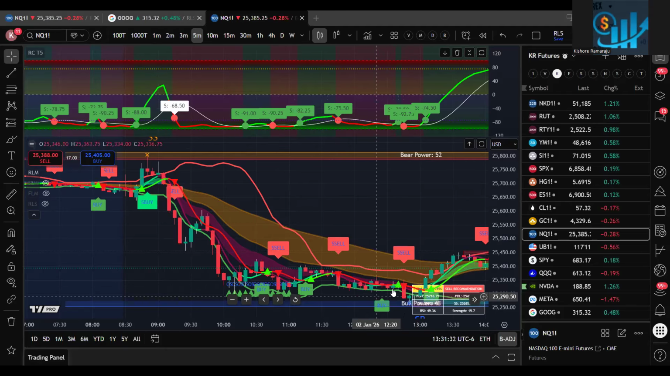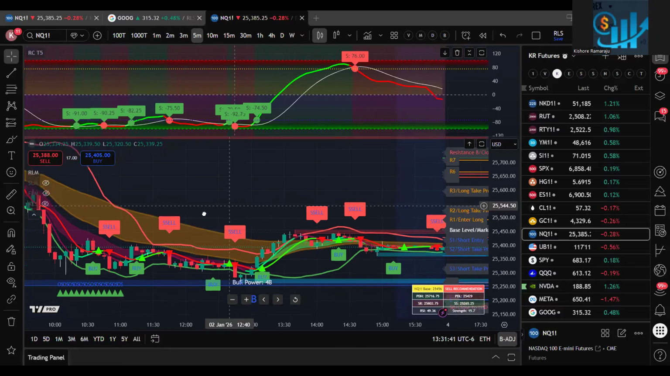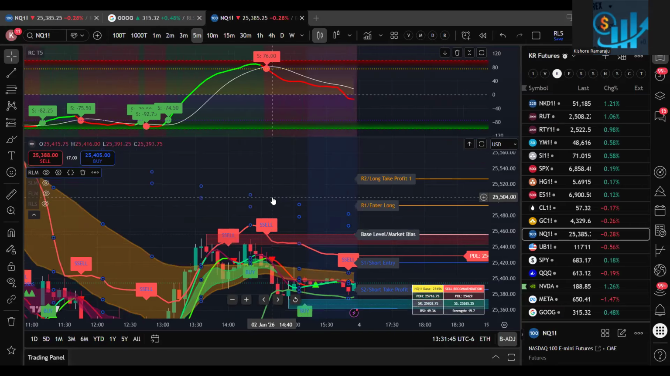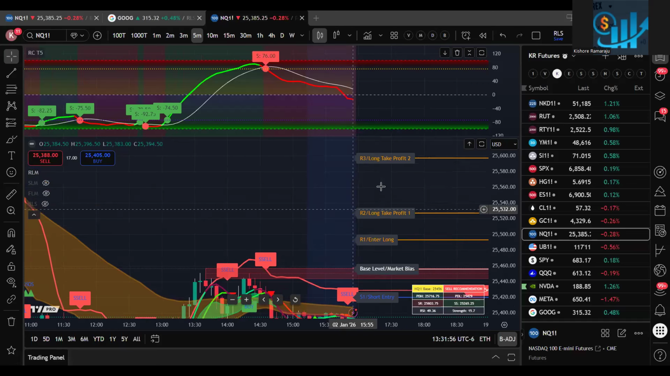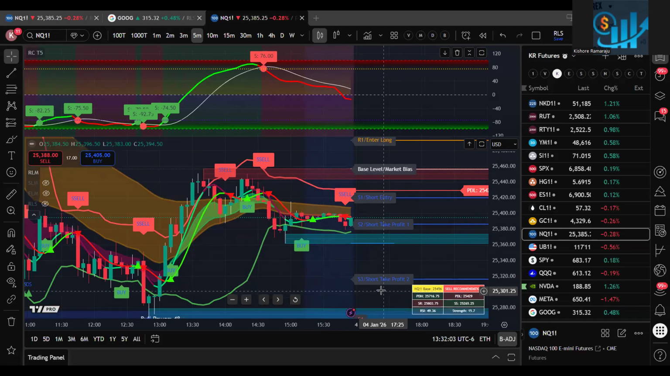If price opens at base level, then we have to wait to either break R1 or break S1, because at base level you don't know whether price will go up or not. So if price tomorrow opens at base level, we need to wait and see whether it will go above this or below this. If it goes above this, then it will definitely go to R2 and R3. This is your take profit 1, take profit 2. If it breaks S1, then it will go to S2 and S3.